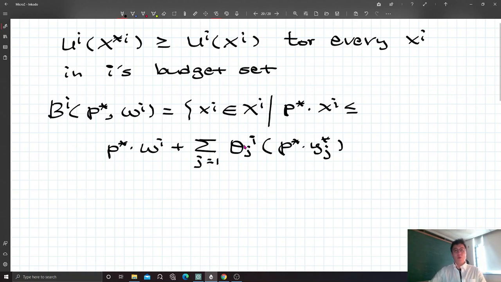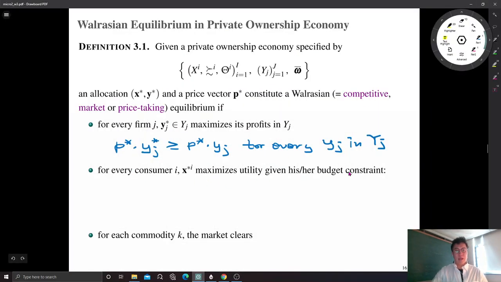So wealth from holding shares, from j equal to 1 to capital J. So that is a budget set. We can regard this expression on the right-hand side as consumer i's wealth in a private ownership economy. Right, so that is the second condition, and the last condition bears on the price vector.